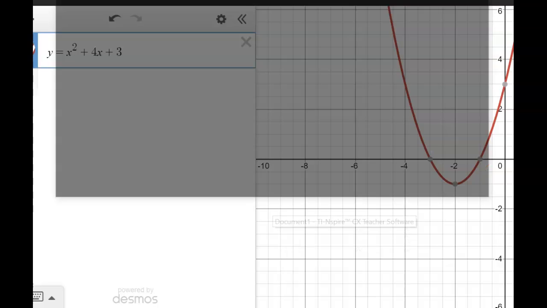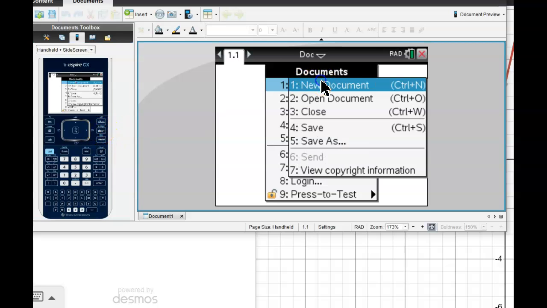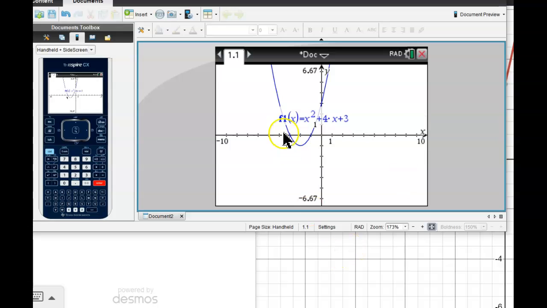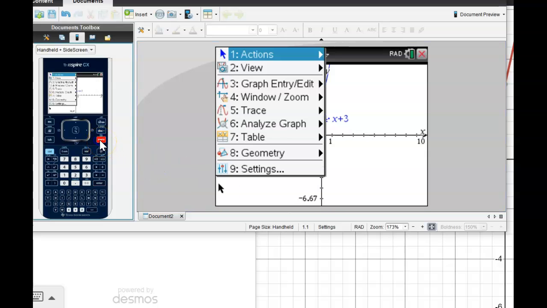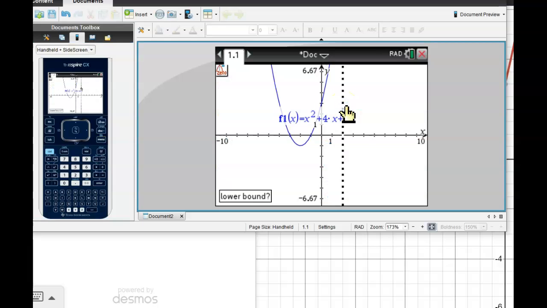So using your Inspire, it's a little bit different. So if you go to Document, New Document, all that, we add a graph. Let's do f of x equals, same function, x squared plus 4x plus 3, enter. So now, you can see pretty well that they're at negative 1 and negative 3, but let's say it doesn't fall somewhere nice. Well, and by nice, I mean on a line. Let's go to Menu, Analyze Graph, 0, because that's what we're finding. Let's start with the one on the left. So I'm going to click right to the left of it, right to the right of it. Oh, look, there's a 0, negative 3, 0.